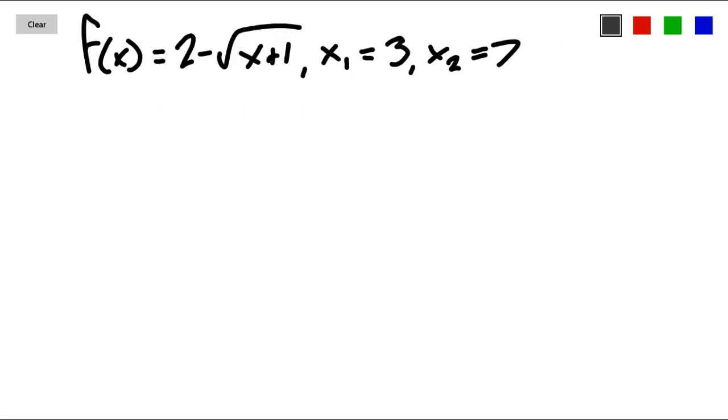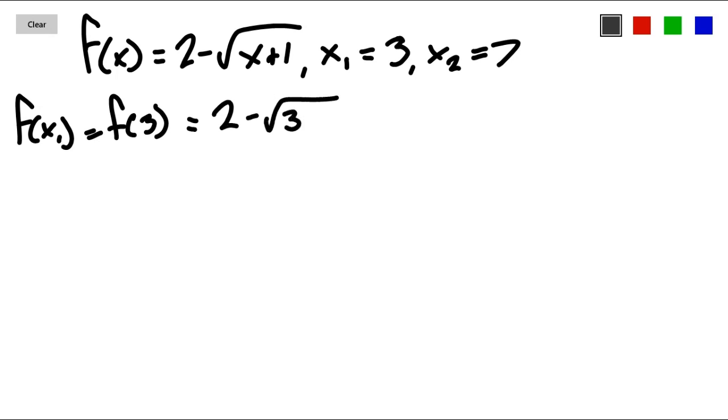Okay, for this example, I've got f of x is equal to 2 minus the square root of x plus 1. And the two values across which I want to take the average rate of change are x is equal to 3 and x is equal to 7. So again, I'm going to take my x1 value and plug it into the function. F of x1 is going to be equal to f of 3, which is going to be 2 minus the square root of 3 plus 1, which is 2 minus the square root of 4, which is just 2 minus 2, which gives me a 0.